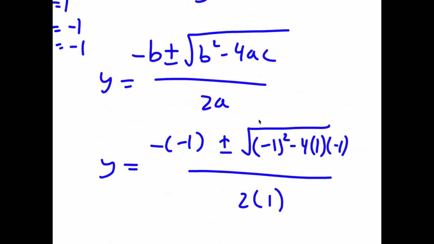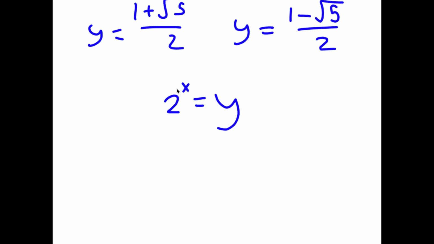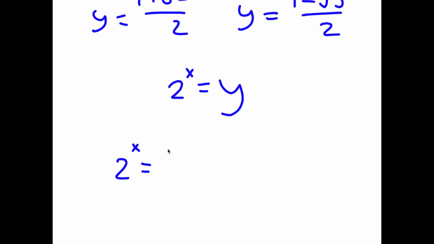Now remember how we set 2 to the power of x equal to y. So if 2 to the power of x is equal to y, and we already have two values of y here, then we can simply set these equal to each other. So first off, I have 2 to the power of x is equal to 1 plus the square root of 5 over 2.